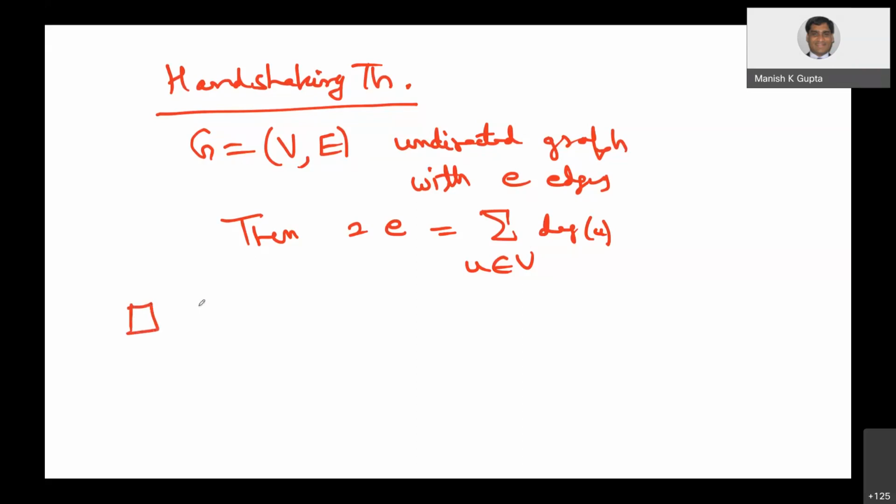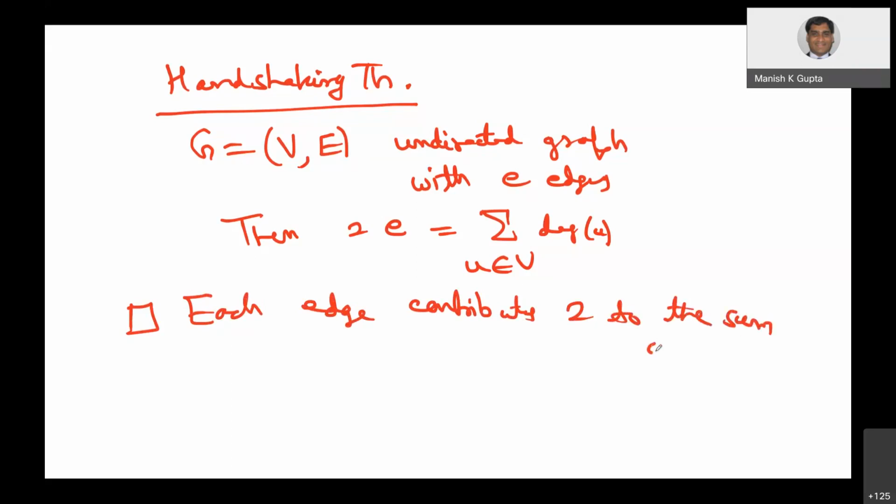The proof is very simple. Since each edge contributes to the sum of degrees, that's why this is 2 times this. So basically, suppose the degree is known for each vertex in a graph, and I know how many vertices there are, I can find how many edges there are using this formula, right? It's something very simple.